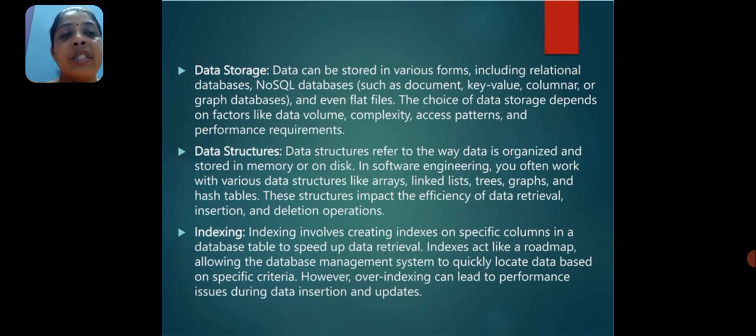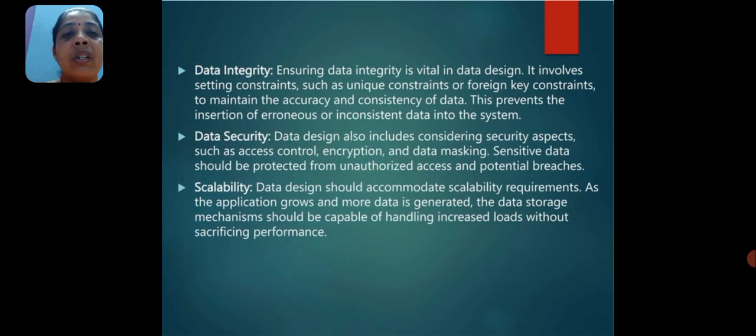Indexing means creating an index on a specific column of a database table to speed up data retrieval. An index can be set to extract the information in the database management system. Next, data integrity plays a vital role in designing the data. It involves setting constraints, such as unique constraints or foreign key constraints, to maintain the accuracy and consistency of data. Data security also considers security aspects such as access control, encryption, and data masking. Everything can be done in the data security process.